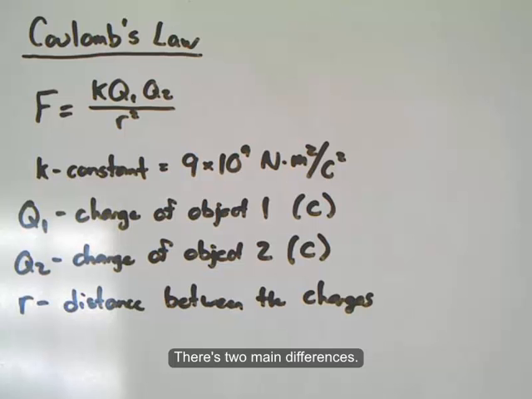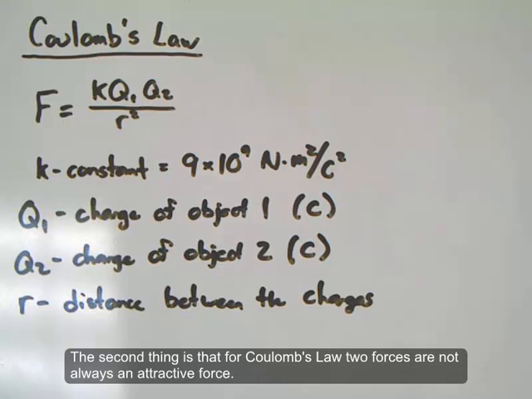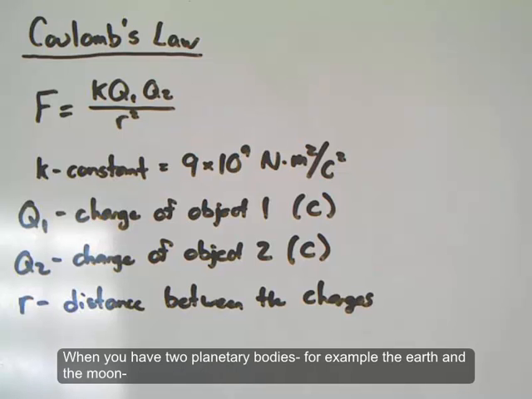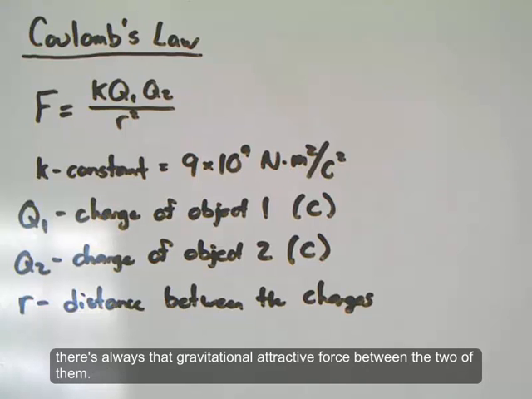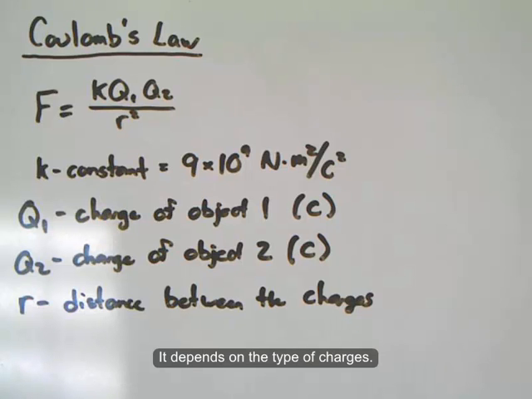There are two main differences. The one is that the constant is a little bit different for Coulomb's law than it is for Newton's law of universal gravitation. The second is that with Coulomb's law, it's not always an attractive force. When you have two planetary bodies, for example, the Earth and the Moon, there's always a gravitational attractive force between them. But with Coulomb's law, with different particles, it could be a force of attraction, it could be a force of repulsion. It depends on the type of charges.